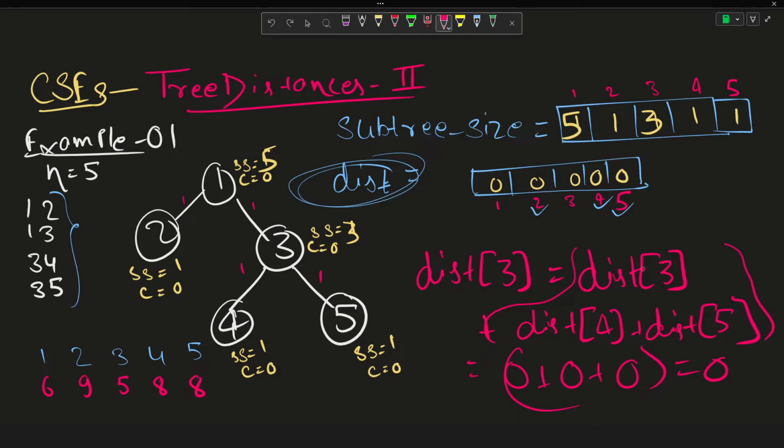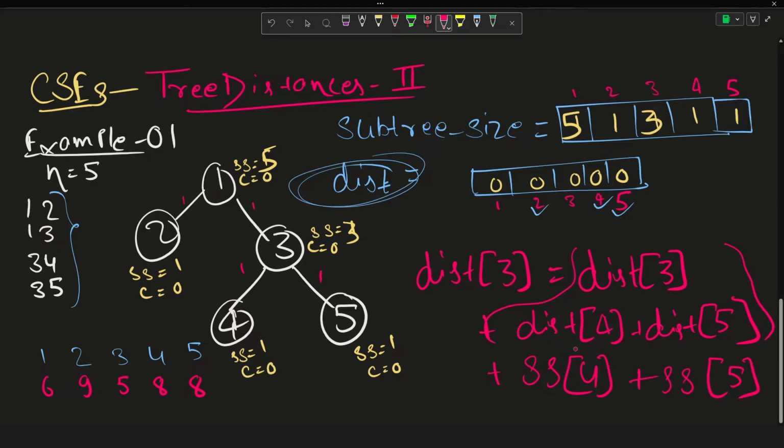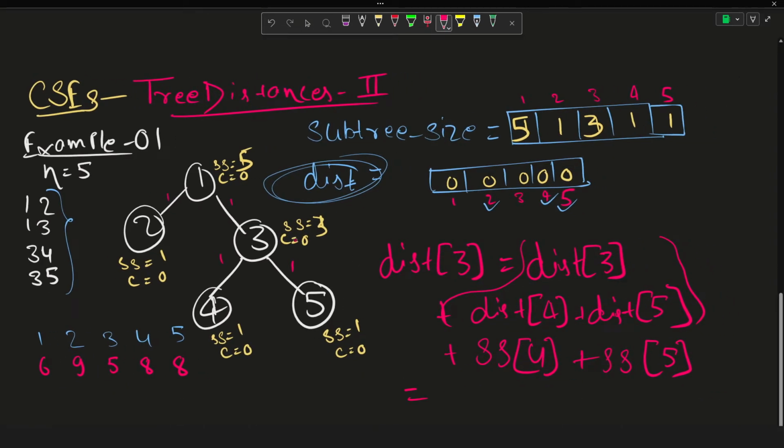But is this the correct method to calculate the distance value for this third node? I don't think so. Along with adding the distance value for every child node including itself, also add the subtree size for its children. Since there are two children, 4 and 5, I am saying that we also include the subtree size for each of these children. So if I include the subtree size of these children, we will get the distance of 3.